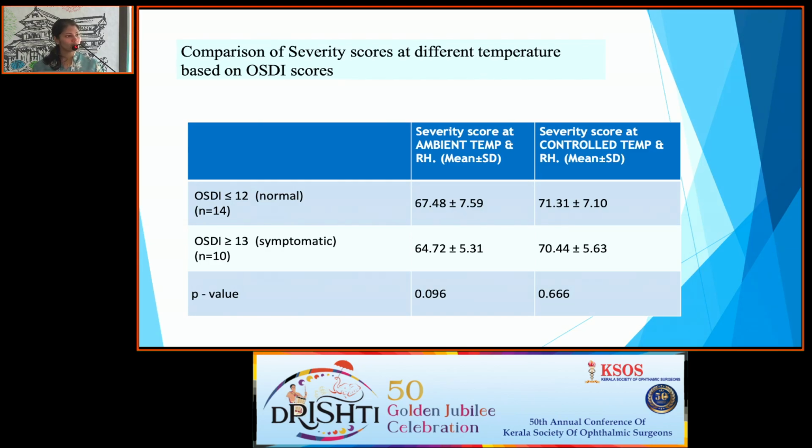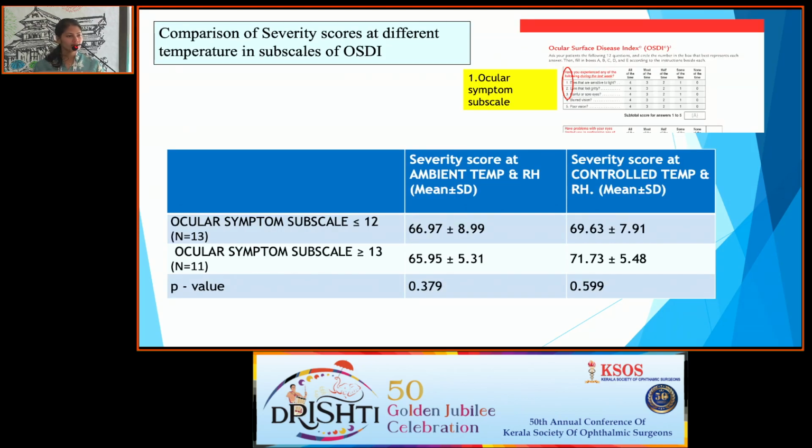However, the difference between the two groups in the ambient temperature was not significant. Similarly, we subdivided the OSDS questionnaire into the ocular symptom subscale. When we analyzed those who were symptomatic in the ocular symptom subscale and those who were normal, again the symptomatic group had a higher severity score at the control temperature and humidity, but the difference in the ambient temperature was not very significant.